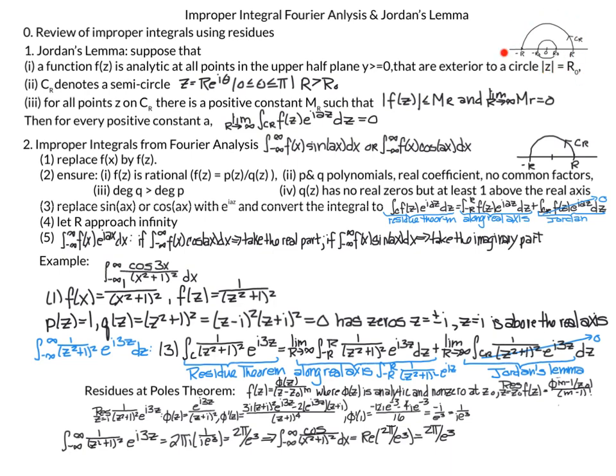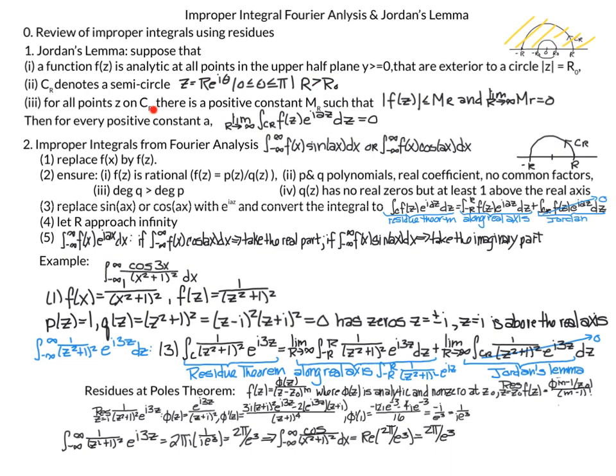So here is my picture. Here is my real number line. Here is my circle of radius R naught, and we're saying that our function is analytic in the upper half plane and exterior to this circle. Then let's say we have C_R, and that's a semicircle over here, where R is greater than R naught. So that's the circle we've drawn.